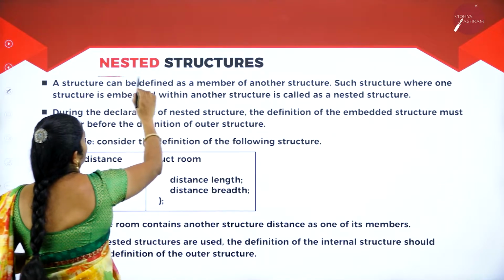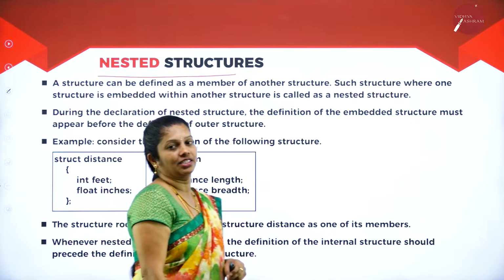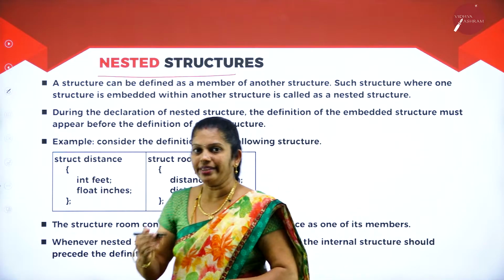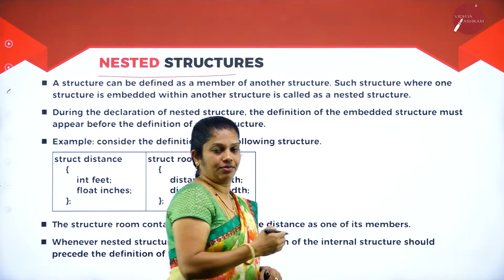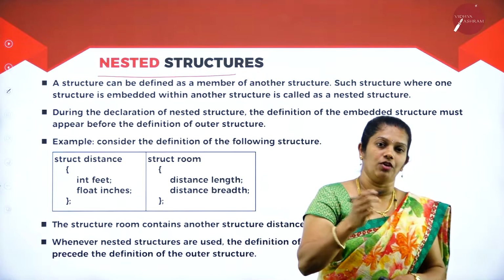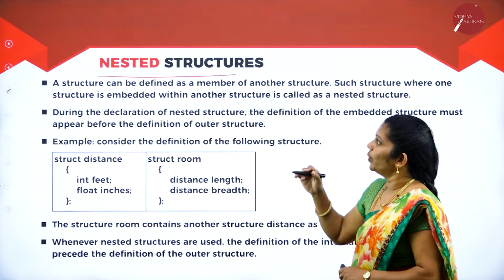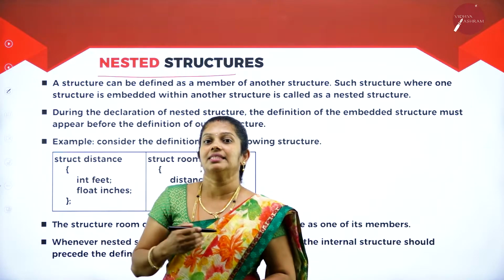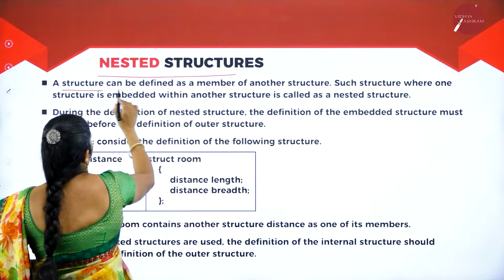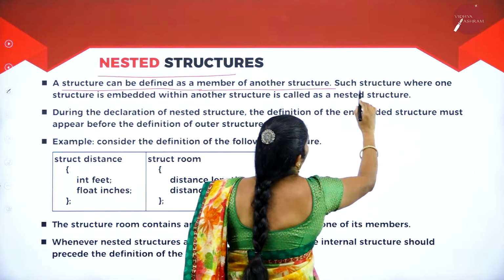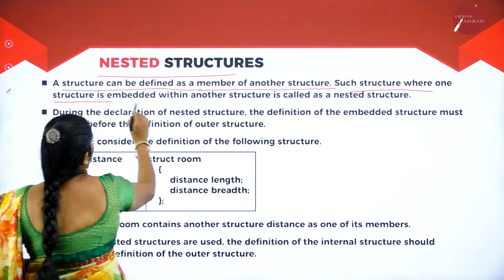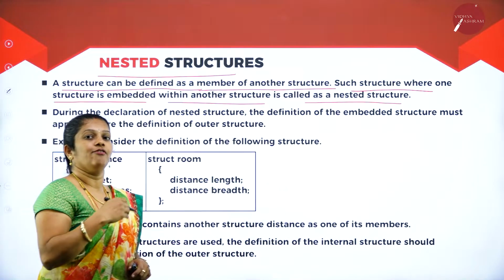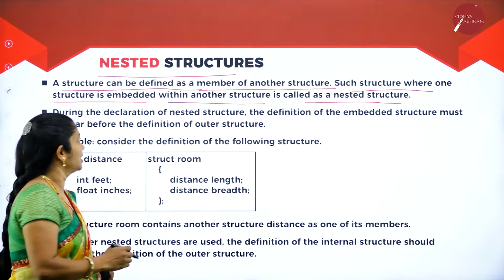The next topic is nested structure. What do you mean by nested structure? We have nested if, nested for, like that. Nested if means inside one if statement, if you have one more if, then it is called nested if. Nested for means inside one for loop, if you have one more for loop, then it is called a nested for loop. Whereas nested structure means inside one structure, if you have one more structure, then it is called a nested structure. A structure can be defined as a member of another structure. Such a structure where one structure is embedded within another structure is called a nested structure.